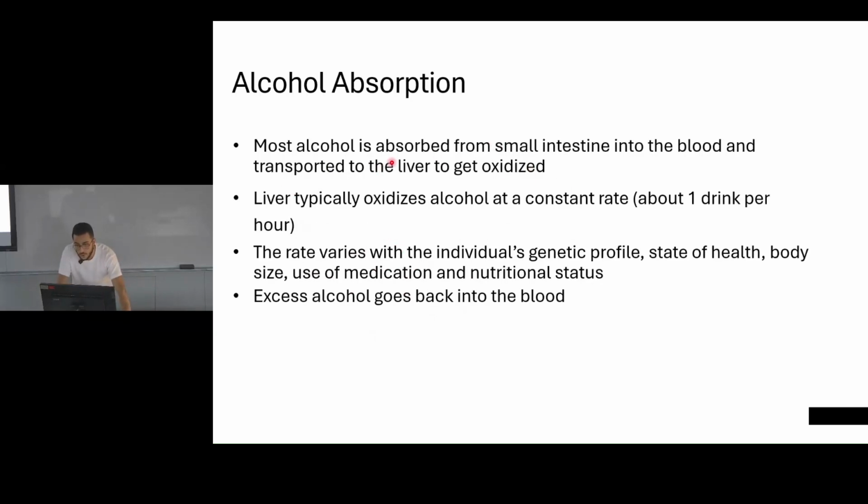Most of it is absorbed in the intestine, goes into the blood, the same way that you learned for any other nutrient or molecule, and then goes to the liver. Some of it is in the stomach, as I said. Most of it is in the intestine. And the liver typically oxidizes alcohol at a rate of 1 drink per hour. Now, obviously, each drink is different in size, but there's a specific amount in terms of milliliters of pure ethanol, 17 milliliters, something like this. Okay, this is what's considered a drink.